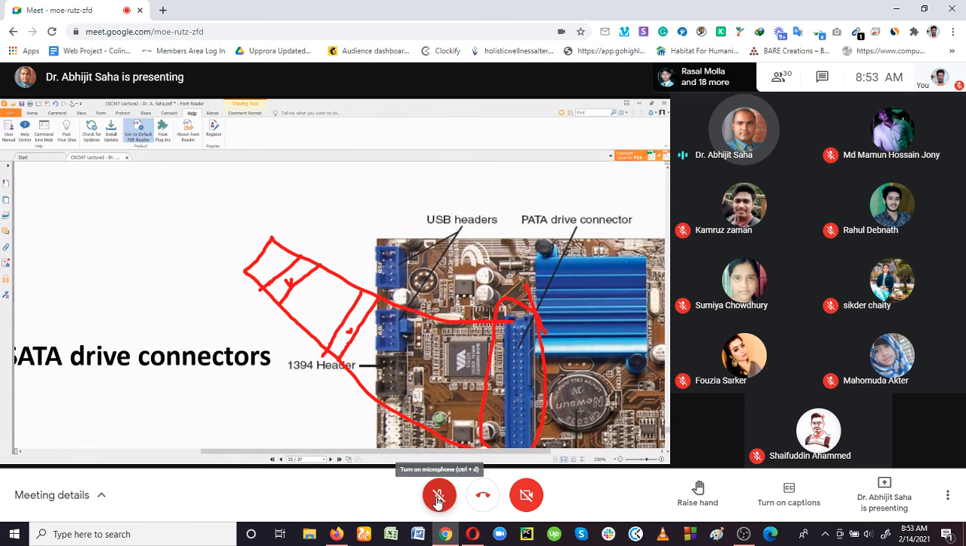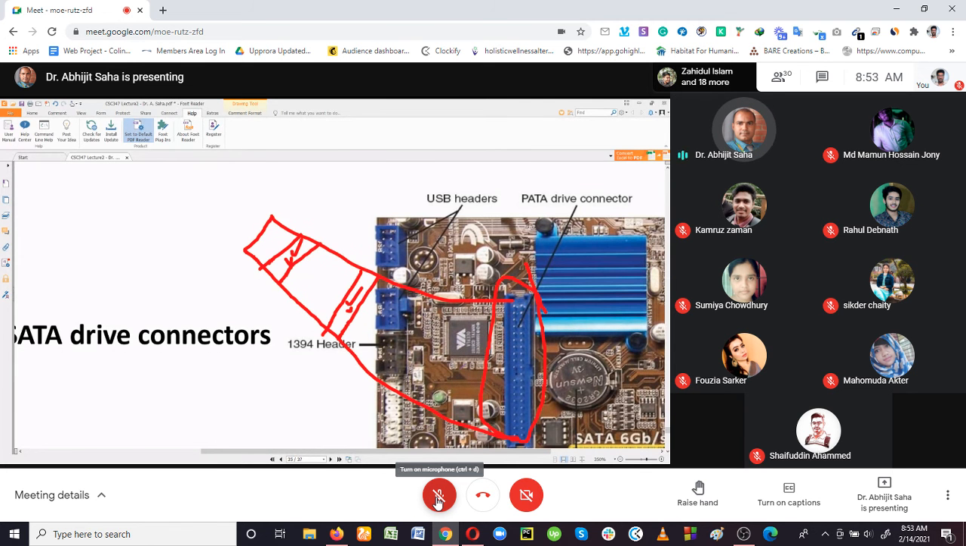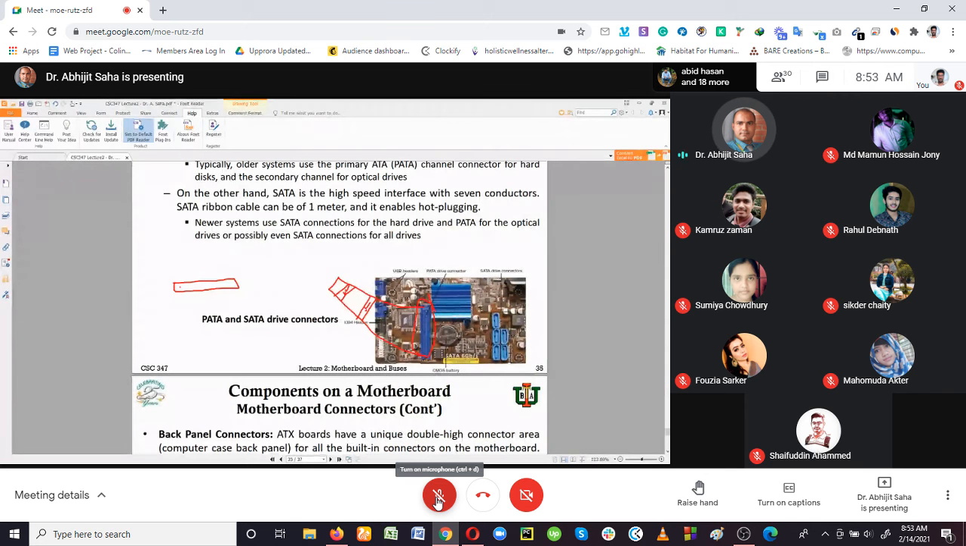So with the same cable, there can be one or two connectors with which you'll be able to connect your optical drives, like your hard disk, your DVD-ROM, CD-ROM. So that was the previous technology. These days, you may not find any PATA drive connectors, this type of connector. You may find it on some motherboards still, but you'll not see any use of this PATA cable.